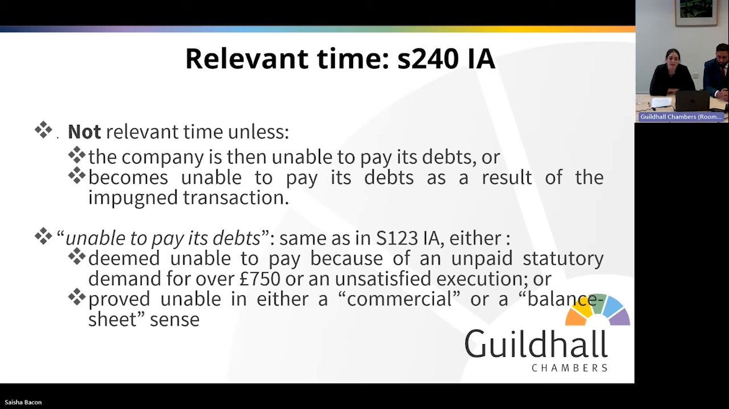It's worth noting that the court will not consider it to be within the relevant time unless the company is at that time unable to pay its debts, or as a result of the transaction at an undervalue or preference, becomes unable to pay its debts. And that has the same meaning as in section 123, which I've set out on the slides, but I don't think I need to go through.